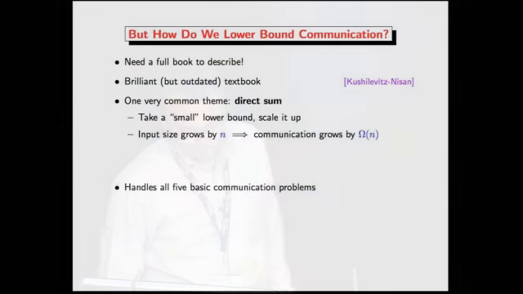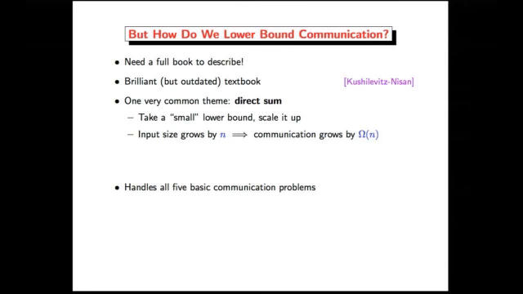I should mention, though, that the textbook already is kind of outdated despite its brilliance, because there's a whole bunch of new techniques that haven't made it into the book, which is close to 2 decades old at this point. Now, one very common theme that comes up in these new style lower bounds is what's called direct sum. So a direct sum result is something of the following form.